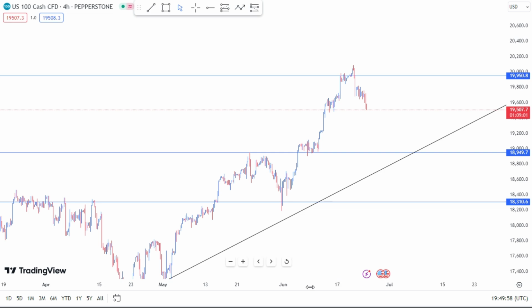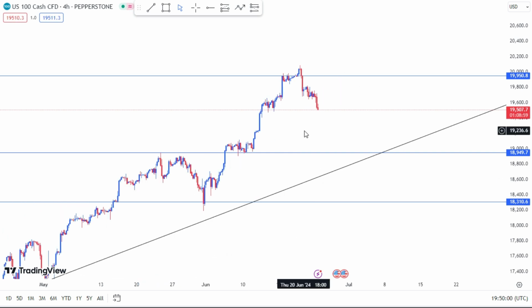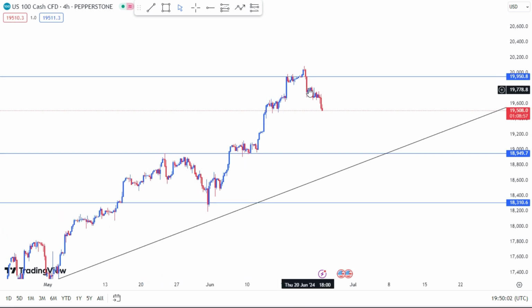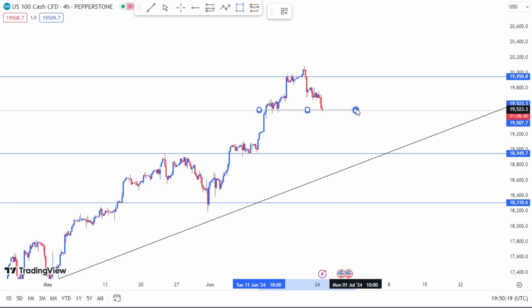By just moving to the 4-hour time frame, I can see this pattern over here, the head and shoulder formation. This is our neckline over here. I'm just going to indicate the neckline right over here. Oh, made a mistake, sorry. Okay, our neckline right over there.